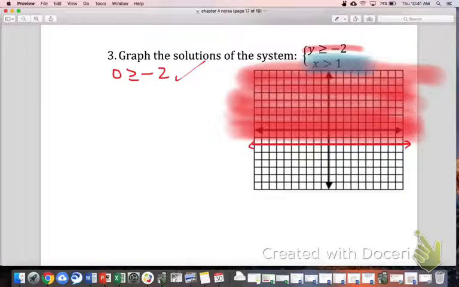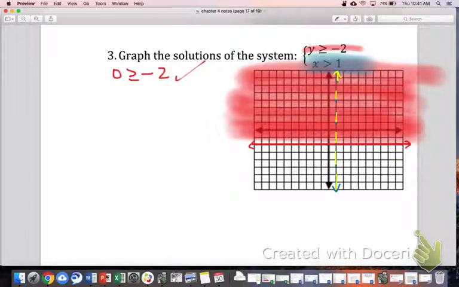So my version of this will look like that. Can you see that? It's sort of clear. All right, there we go. So there's my dotted line. All right, so I've got to decide, am I going to shade on the right side of that dotted line or on the left side?